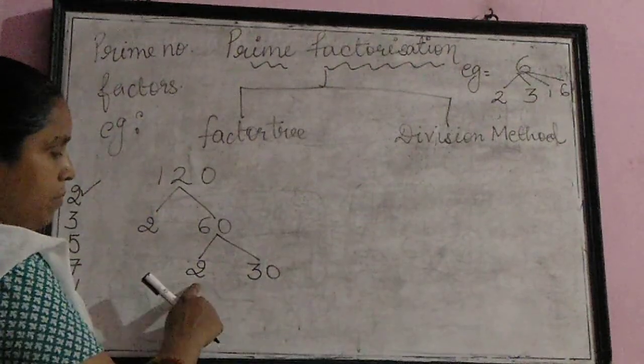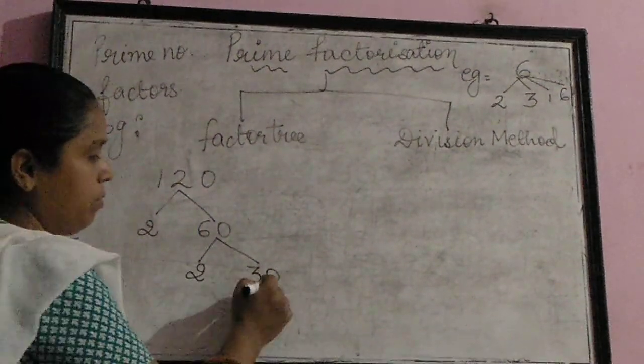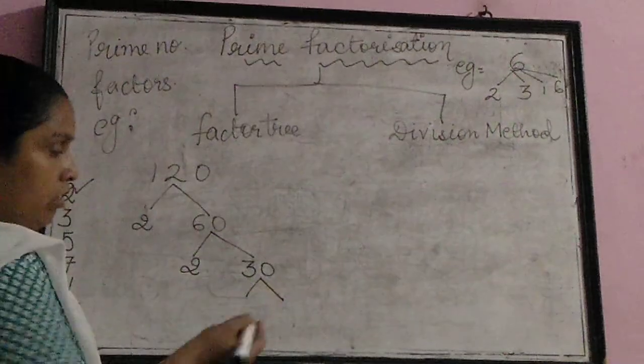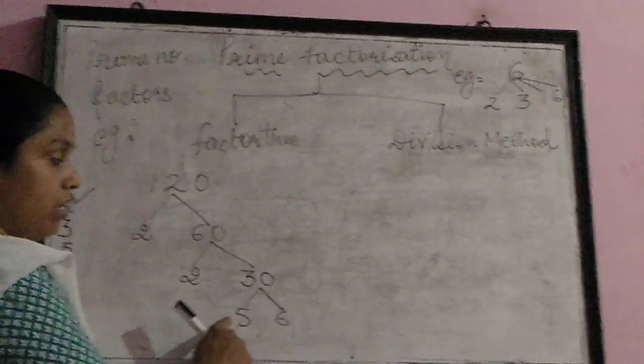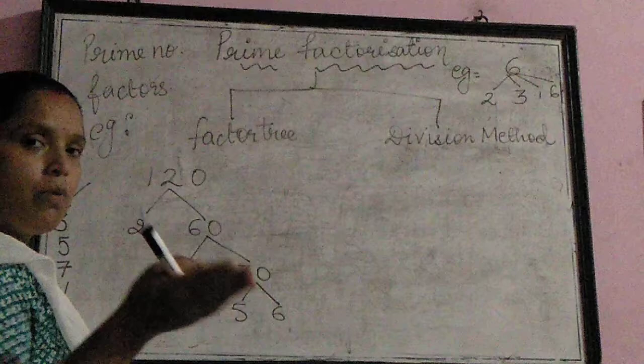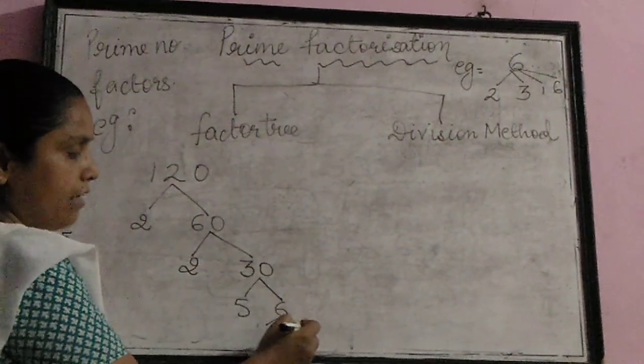Again, 2 is a prime number, so my factor tree will not be made for these two numbers. I will be making it for 30. Now, 30 comes from 5 times 6. I can also take 2 times here, but this will be easier for you because you know that 30 is 5 times 6. So I am writing it like that.